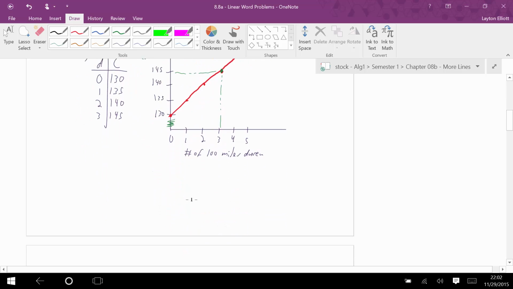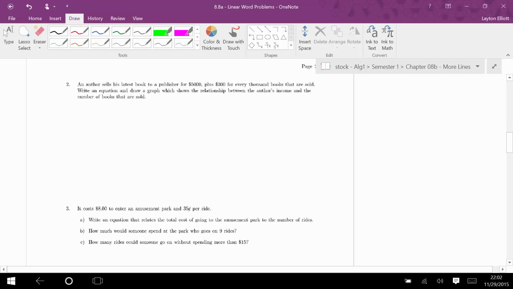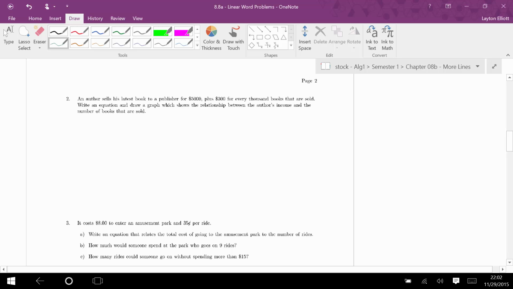I'll use some graph paper on the next ones to make it a little more clear. Okay, an author sells his latest book to a publisher for $5,000 plus $3,000 for every 1,000 books that are sold. Write an equation. We're going to want to use variables. Let's use x and y. We're going to let x equal the number of 1,000 books sold. I know that because it says for every 1,000 books that are sold. And y is going to be equal to, and I'm not going to use capital letters for the y because I've already labeled it a y.